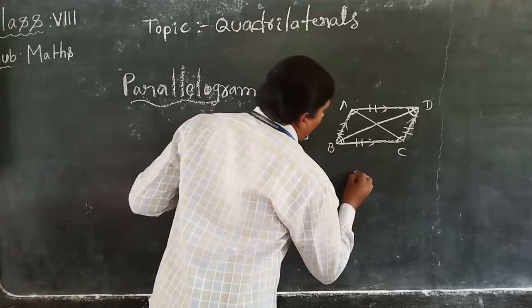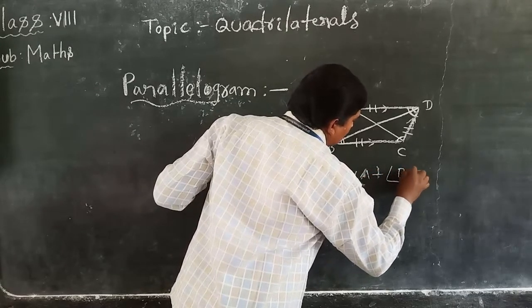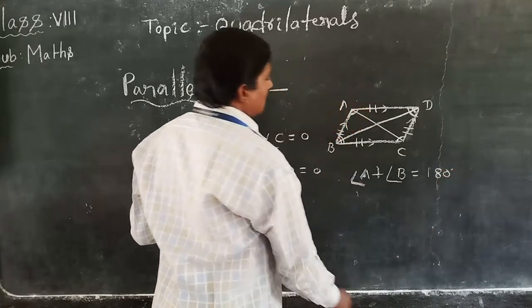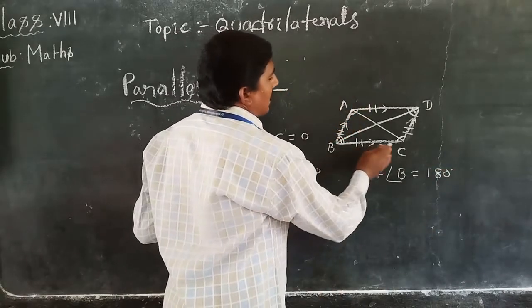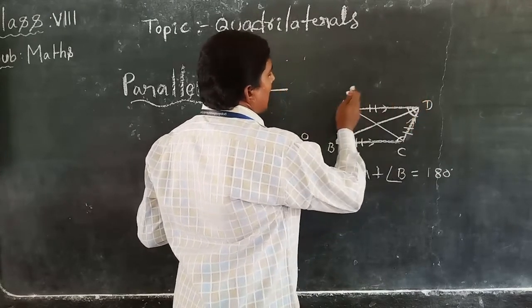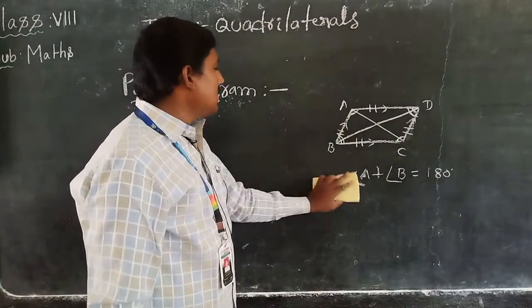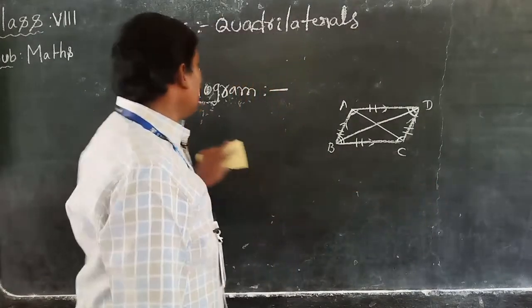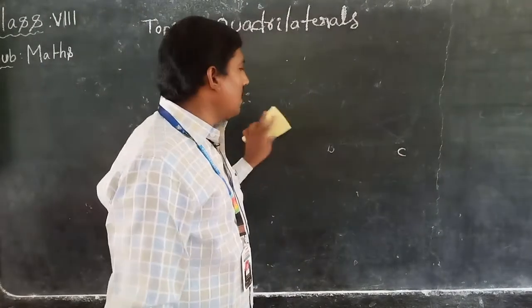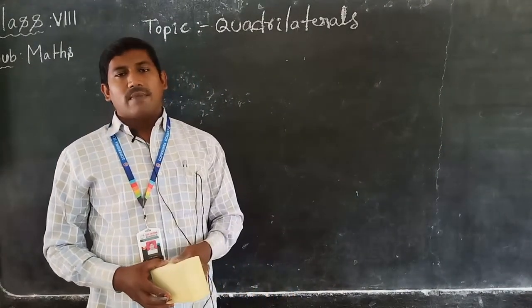Here also angle A plus angle B is equal to 180 degrees. Angle B plus angle C is 180. Angle C plus angle D is 180. Angle D plus angle A is 180 degrees. The sum of adjacent angles are supplementary angles. Okay, we discussed trapezium and parallelogram. Next class we will discuss the remaining types of quadrilaterals.